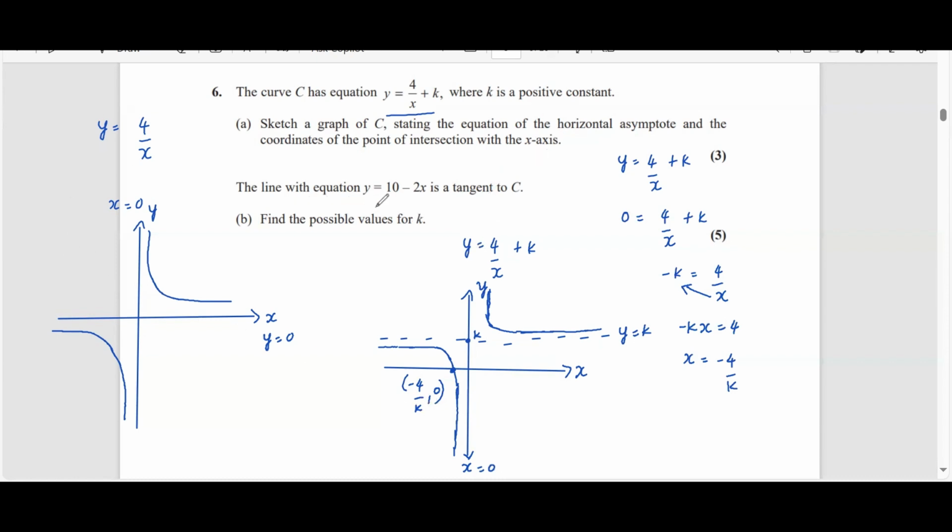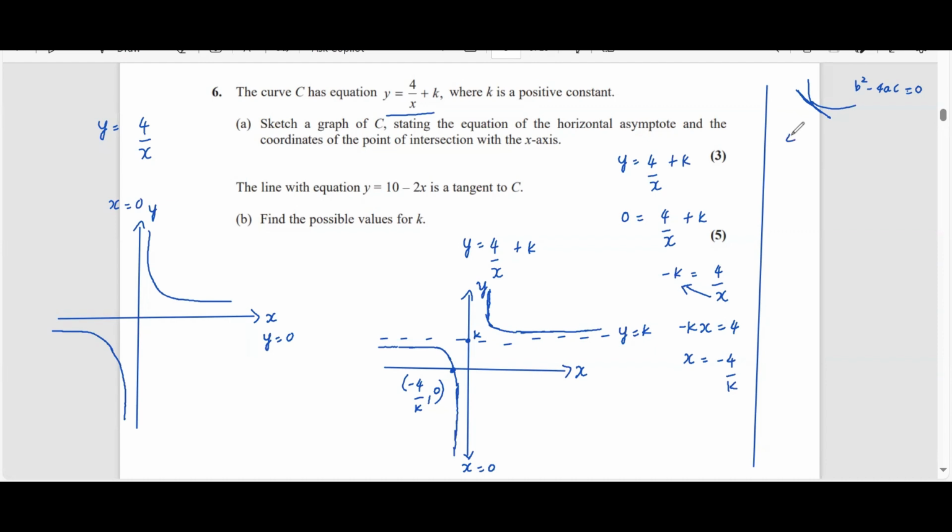Now the line with the equation y equals 10 minus 2x is a tangent to C. Tangent to C means, we know, b square minus 4ac, our discriminant, is equal to 0. A tangent touches the curve at one point. If a curve is there and the tangent, it is touching the curve at one point. So we studied that b square minus 4ac is equal to 0. First of all, let's just make some space here. So we'll do the b part over there.